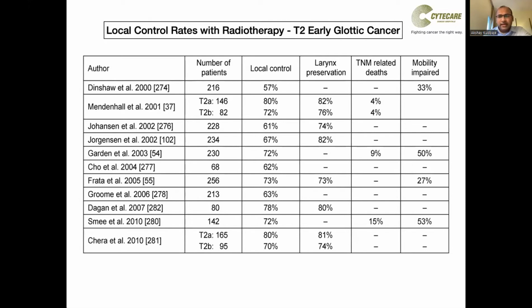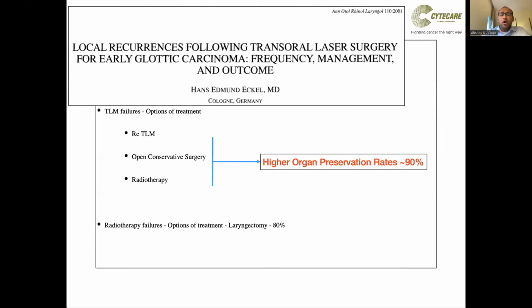Even for T2 glottic cancers, radiotherapy has reasonably good oncological outcomes, but the larynx preservation rate in the reported data seems slightly inferior compared to laser surgery. Probably this is because of the selection bias for transoral laser surgery. There are studies which show that the organ preservation rate with transoral laser surgery is upwards of 90%, whereas with radiotherapy it's around 80%. The reason is that whenever there is a recurrence following transoral laser surgery, there are still organ preserving options in the form of re-laser surgery, open conservative laryngeal surgery, or radiotherapy. However, when there is a radiotherapy failure, generally it ends up with a total laryngectomy.